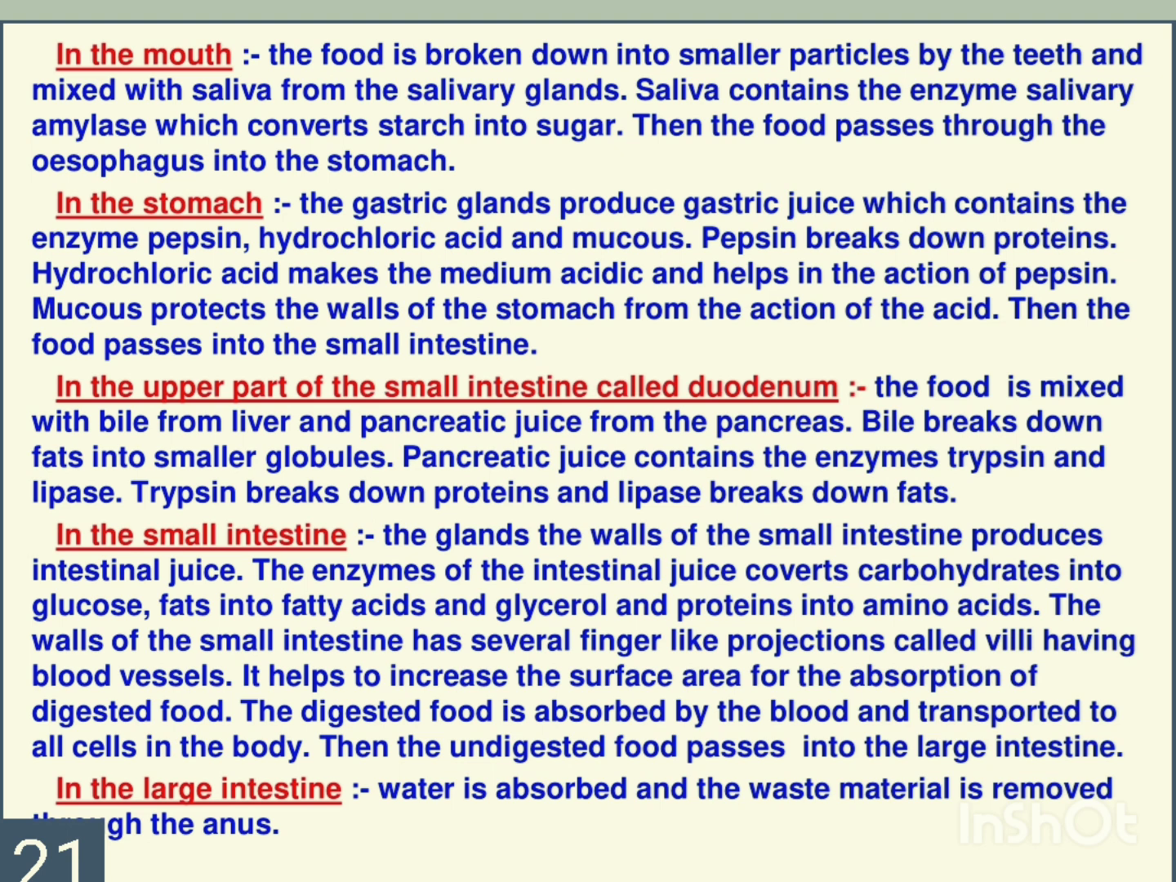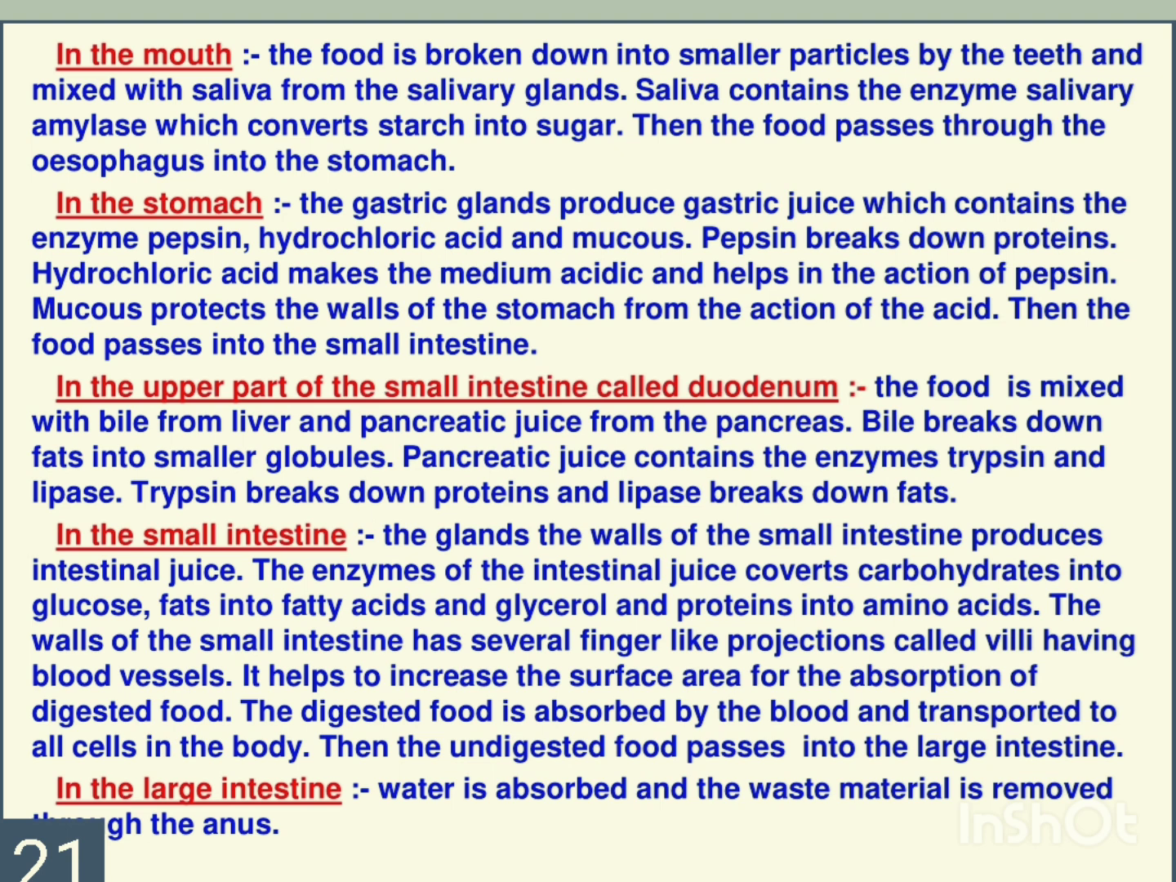The wall of the small intestine has several finger-like projections called villi, having blood vessels. The wall of the small intestine has small finger-like structures called what? Villi. These villi have blood vessels. They help to increase the surface area for the absorption of digested food. Because they have blood vessels, the villi provide more surface for the absorption of the digested food. When the food is digested, energy is released. Everything will be absorbed by the small intestine.